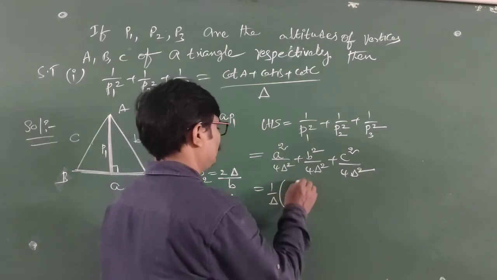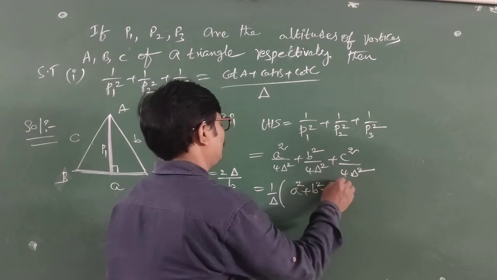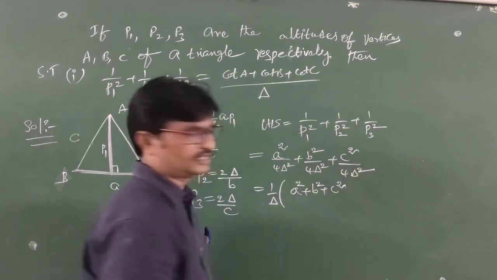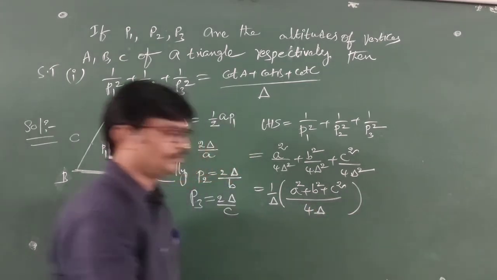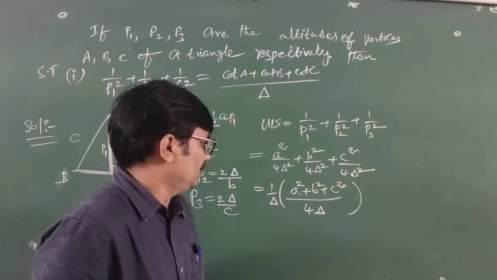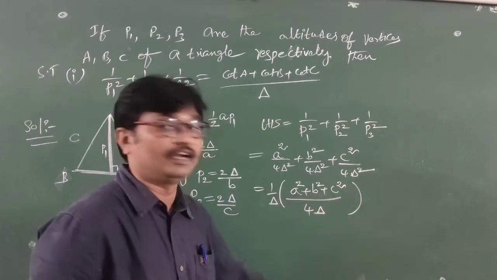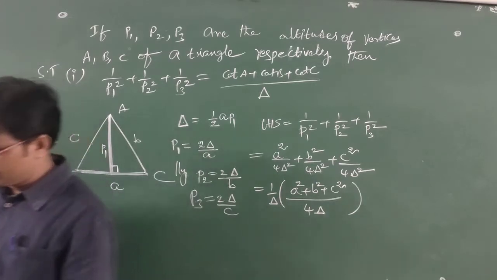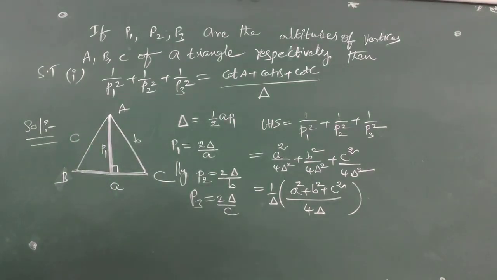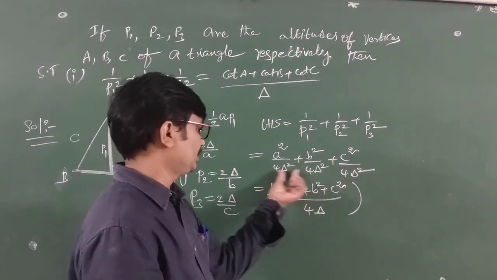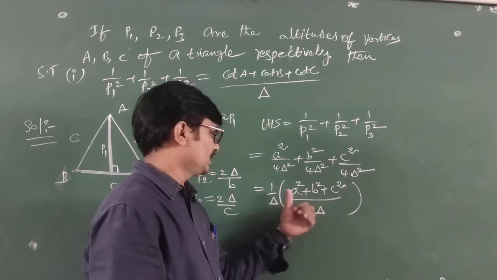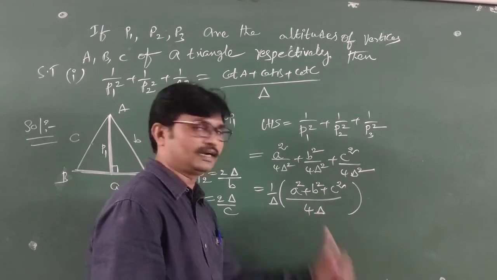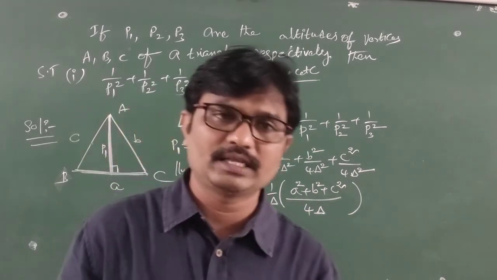So here what is there? a square plus b square plus c square, and 4 delta square is the common. Dear students, in the previous question we proved that a square plus b square plus c square by 4 delta is cot a plus cot b plus cot c. Here we are taking the LCM as 4 delta square, then we take the common delta, since a square plus b square plus c square by 4 delta is nothing but cot a plus cot b plus cot c.